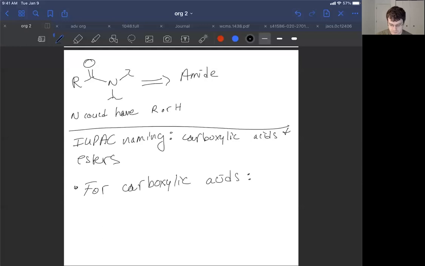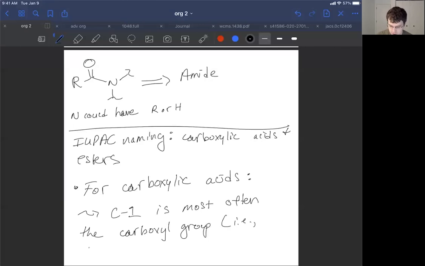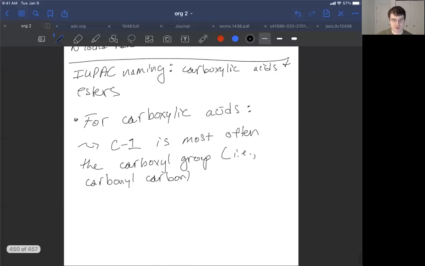Okay, so with carboxylic acids, let's first of all call out an important and helpful point. C1 is most often the carboxyl group, which, if I say that a little bit more clearly, is the carbonyl carbon. That usually makes the most sense, but in general, that's a priority system.